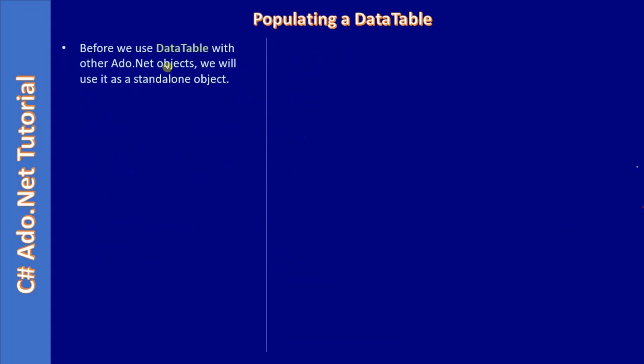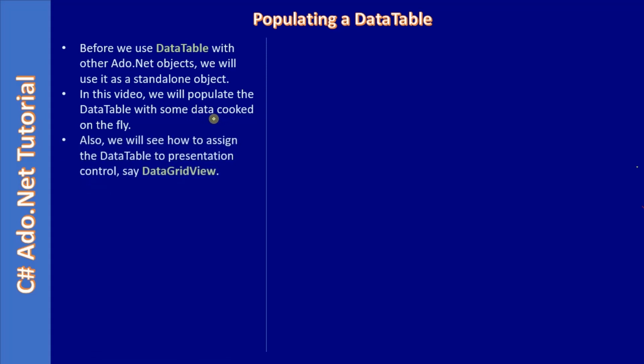Before we use data table with ADO.NET object, we will use it as a standalone object. That means here we are not going to pull any data from the database and fill the table. Instead, we will cook the data ourselves and we will see how to use the data table to present the cooked data. In this video, we will populate the data table with some data cooked on the fly. Also, we will see how to assign a data table to the presentation control.